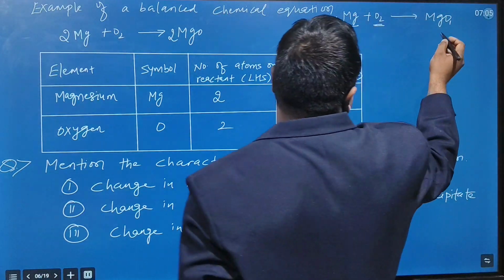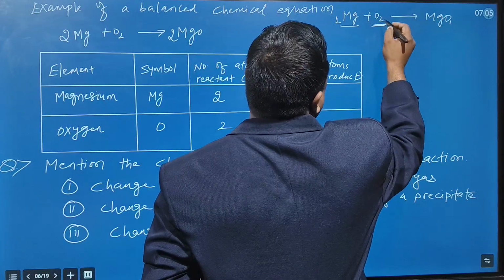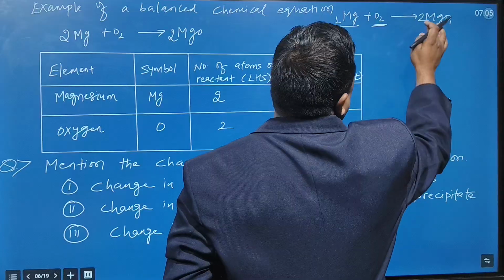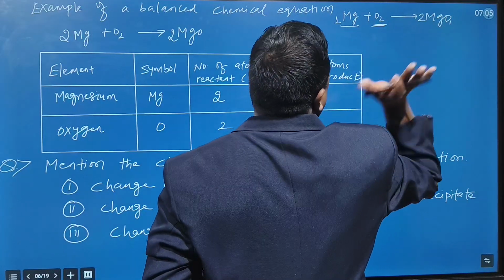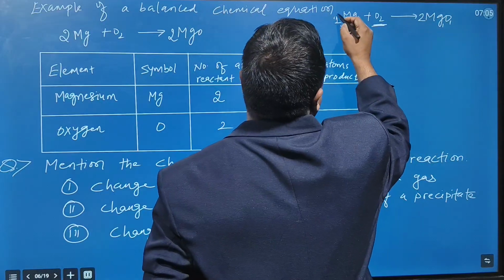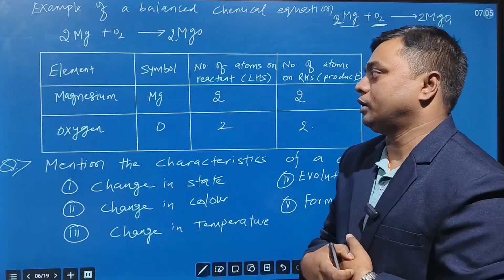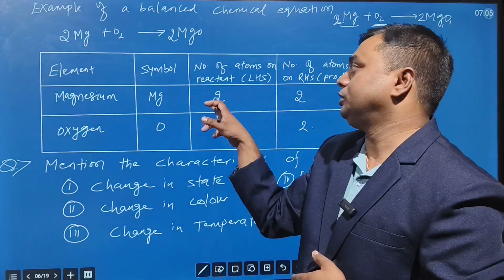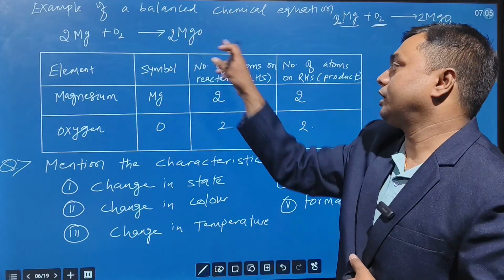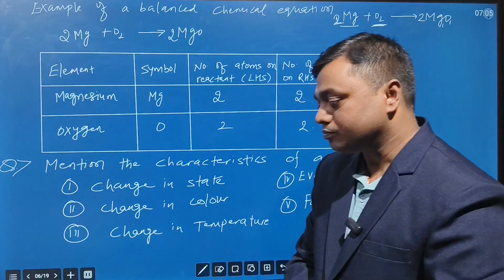To balance the oxygen atoms, you have to multiply by 2 on the RHS. So 2 into 1 is 2, and this side also 2. Then magnesium changes to 2 into 1, which is 2, so on this side you also have to multiply by 2. So 2 Mg plus O2 gives rise to 2 MgO. Here you can see the magnesium atoms are 2 on the LHS and 2 on the RHS. Oxygen also is 2 on both sides. So this is the balanced chemical equation.